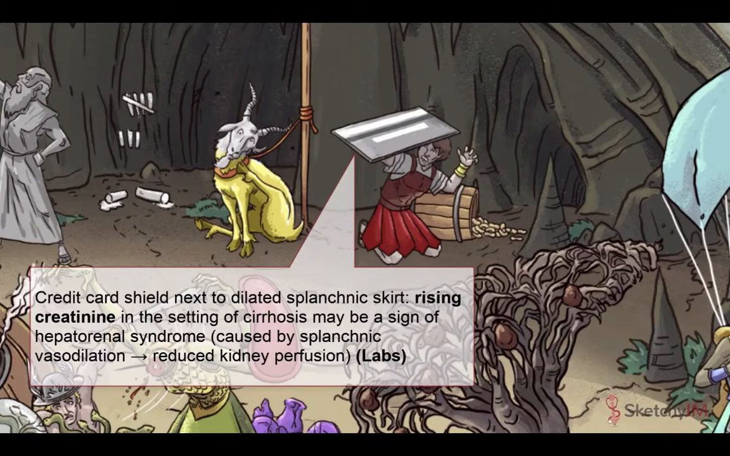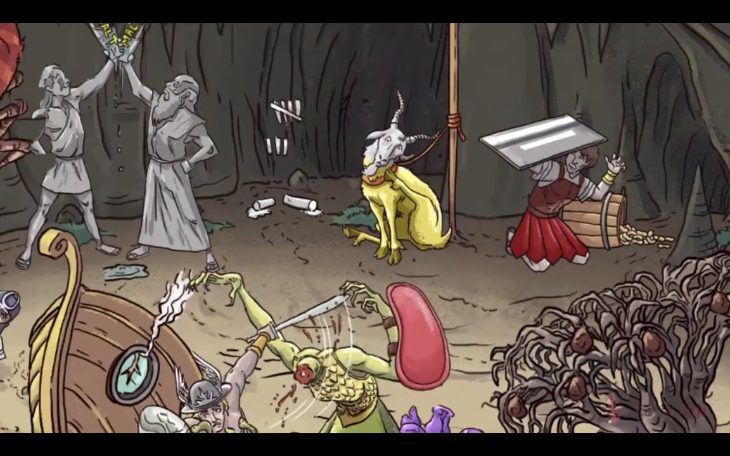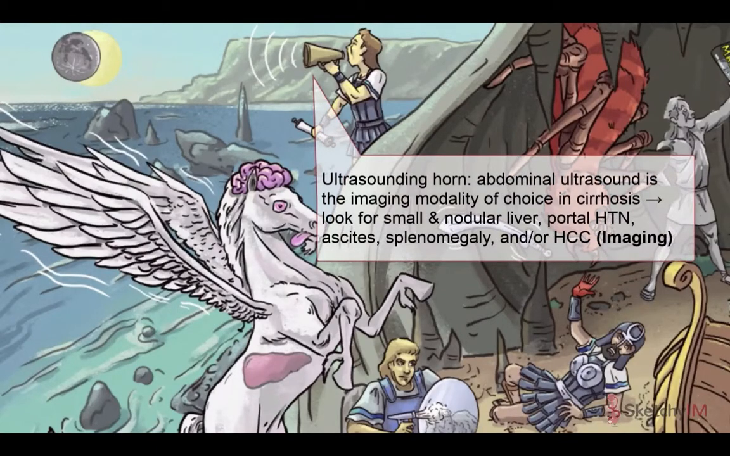Beyond labs, there are two other tests that can really help in the evaluation of cirrhosis: ultrasound and biopsy. Abdominal ultrasound is the imaging modality of choice in cirrhosis because it's widely available, provides valuable information, and doesn't involve radiation or contrast. In advanced cirrhosis, the liver may appear small and nodular. Ultrasound is also a great imaging modality to look for hepatocellular carcinoma or extrahepatic findings suggestive of cirrhosis, such as portal hypertension, ascites, and splenomegaly.